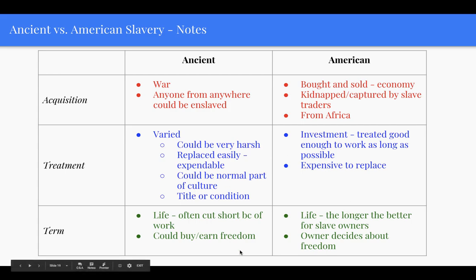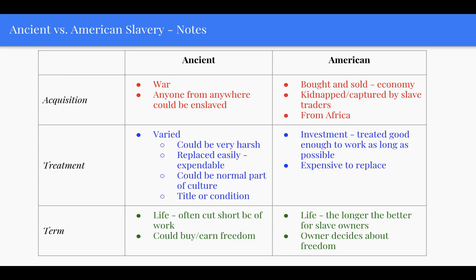So now you have this table complete. Tonight's homework is going to involve pulling out the need to knows. You probably want to pull out one need to know for each one of these groups, acquisition, treatment, and term, and you probably want to compare the ancient to the American version in your pullout. So pick the one main thing or one deciding compare and contrast. How do they contrast from one another? How do they differ? All right, so that's homework tonight.